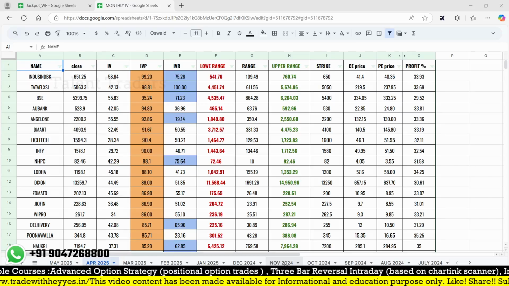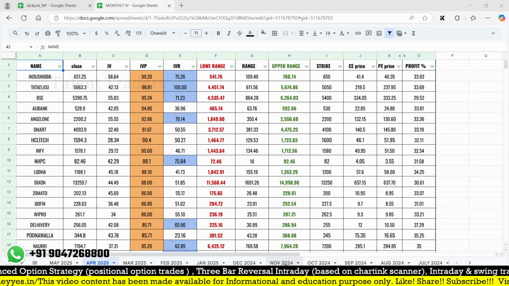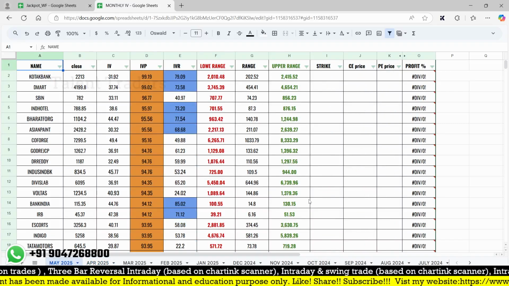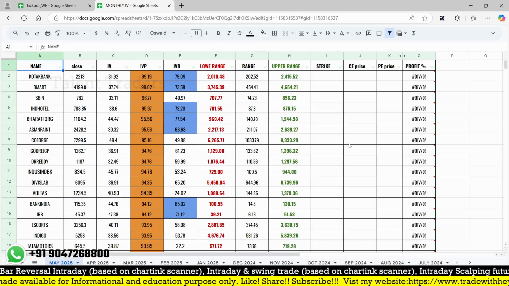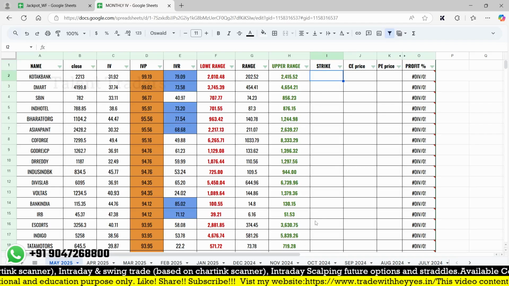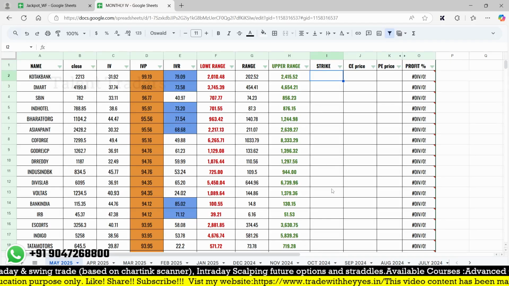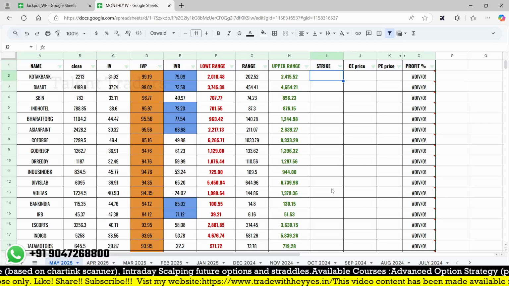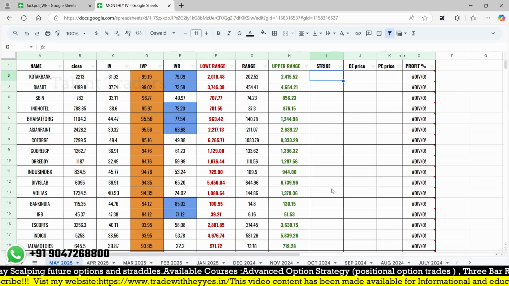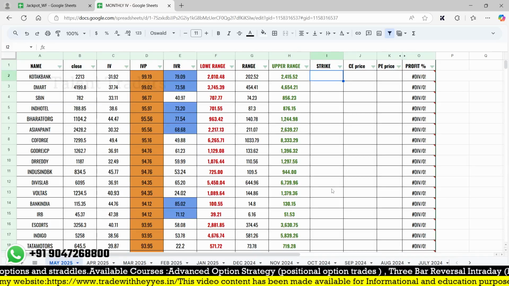Based on the calculation, we find the stocks for the month of May. At this moment we have not fixed the strike prices based on the ATM premiums, and it will be updated automatically by tomorrow. The strike price, the closing price of the call and the closing price of the put are not updated yet.